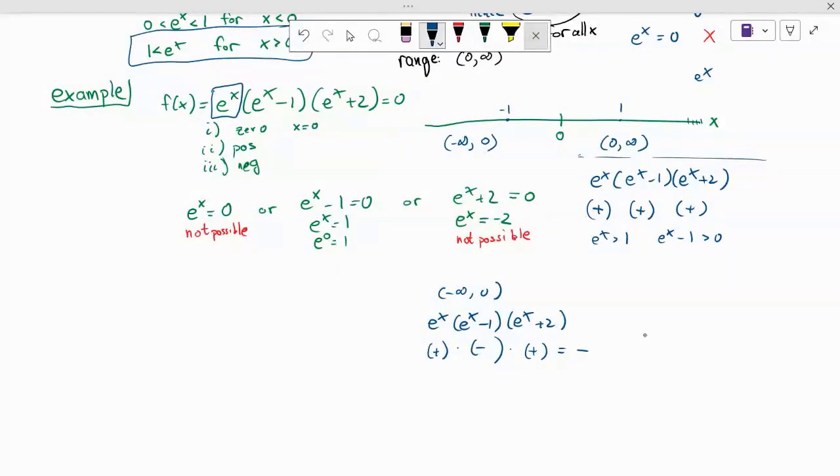And that stems from the fact that since x is less than 0, we know that e to the x is between 0 and 1. Subtracting 1 from both sides, you see that our factor in the middle is less than 0, so negative.